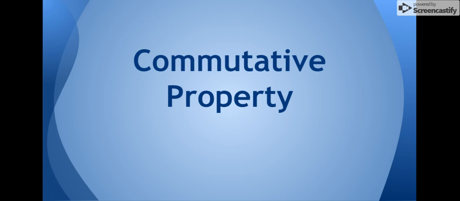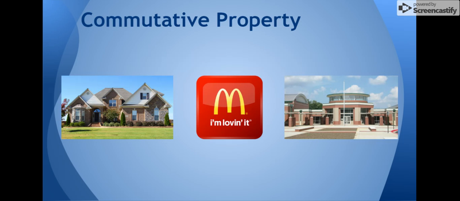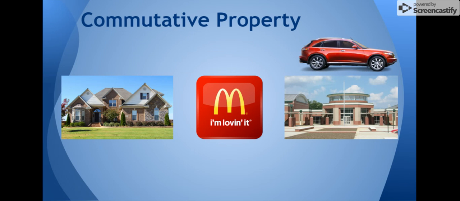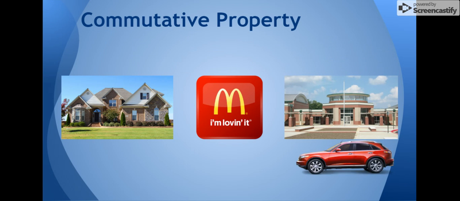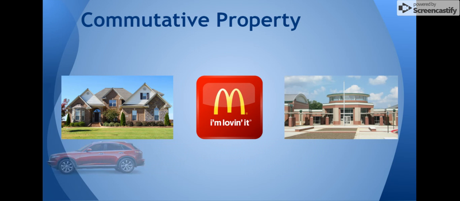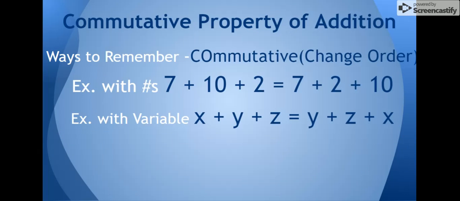The next one is commutative property. So commutative property, you can see you go from your house to McDonald's to school, and then you go from school to McDonald's to your house. So I always think about commutative property as your commute, okay? You commute to work, you're driving to work, your commute is how your path is changing. So commutative property is when the order is changing. So CO, changing order, commutative, either one.